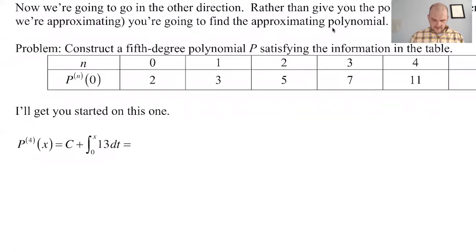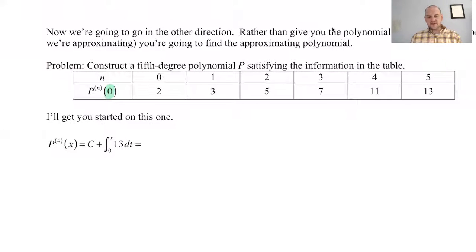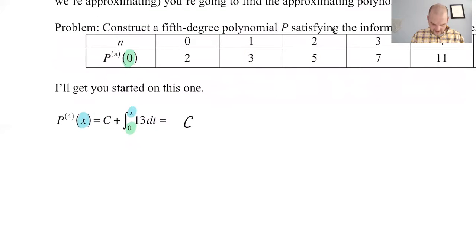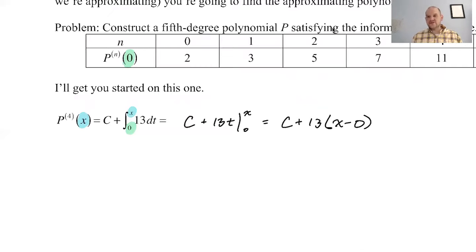So we know that the lower bound, because the center is where all the derivatives were evaluated, is 0. So we're going to make the center the lower bound, and then we'll make the upper bound be x, so that we end up with a function of x for our 4th derivative. So let's see if we can do that. If I integrate it, it's going to give me c plus, here's how it works, 13t, but we're going from 0 to x, which means we're going to have c plus 13 times the quantity x minus 0. And that's it. So we get this quantity x minus 0.